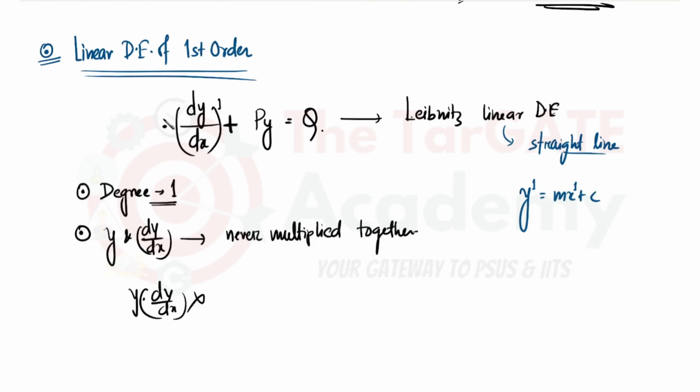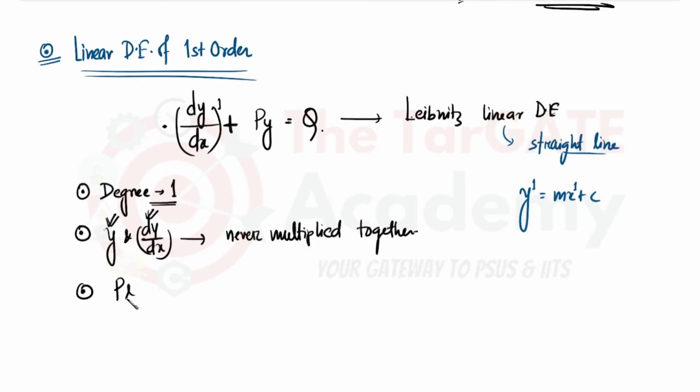So with dy by dx, here y is the dependent variable and x is the independent variable. We are differentiating y with respect to x. Hence, the variable y and its derivative with respect to the independent variable that is x should not be in multiplied form. Am I clear all of you? All of you guys?